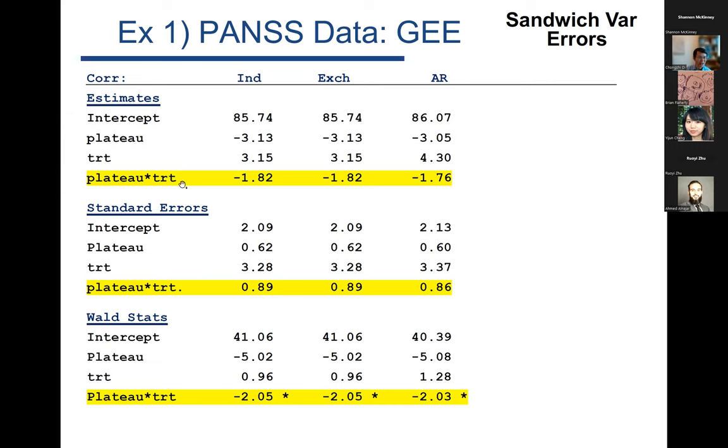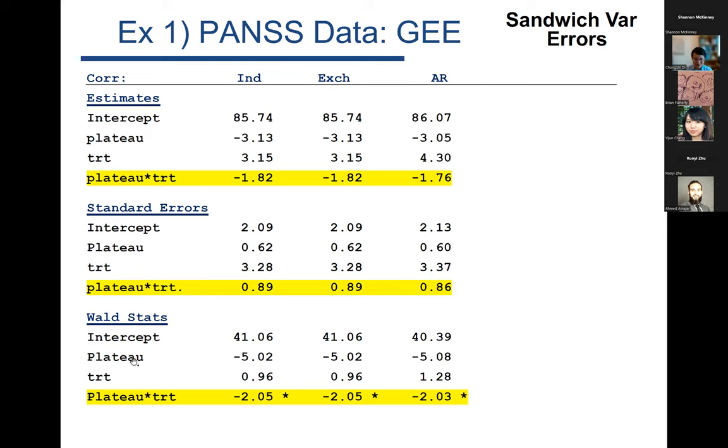This part gives us the main estimate for the regression coefficients from a model with independent working correlation, with exchangeable working correlation, and with autoregressive working correlation. Okay, so you fit GEE three times, each time with a different working correlation. You get three sets of estimates. You have regression coefficients, those are the standard errors, and then you also get the Wald statistics.